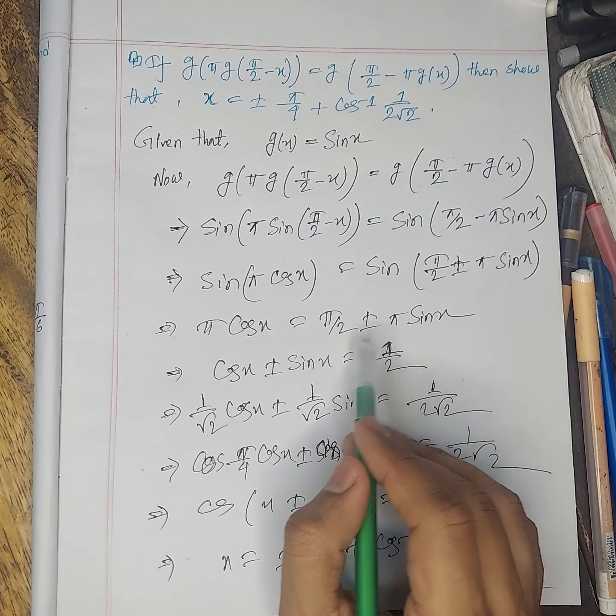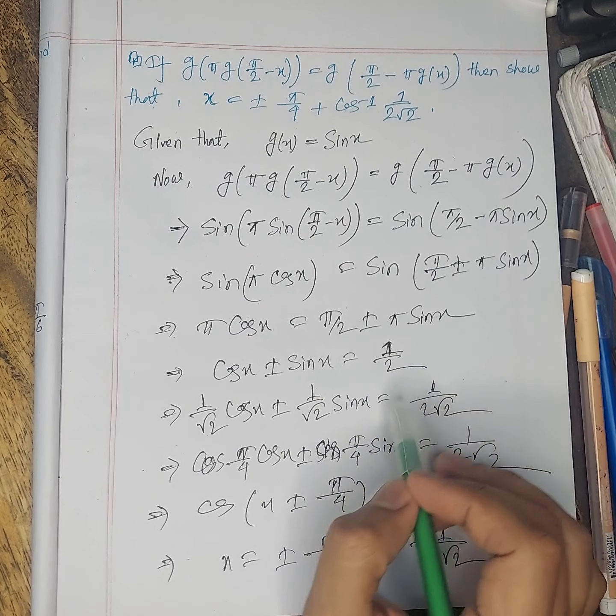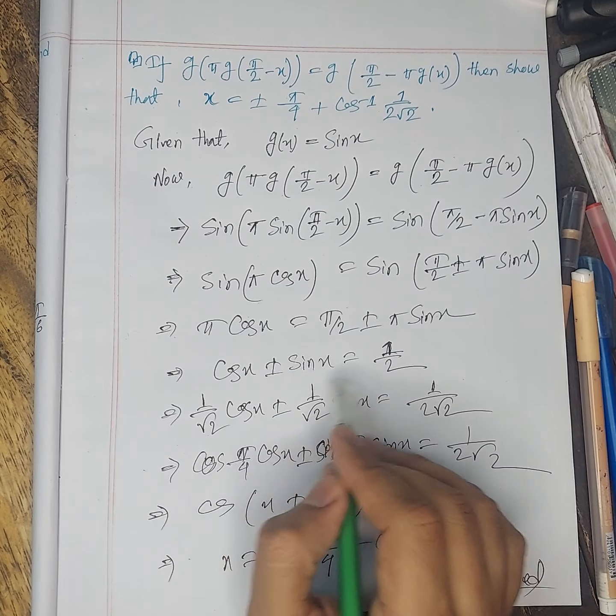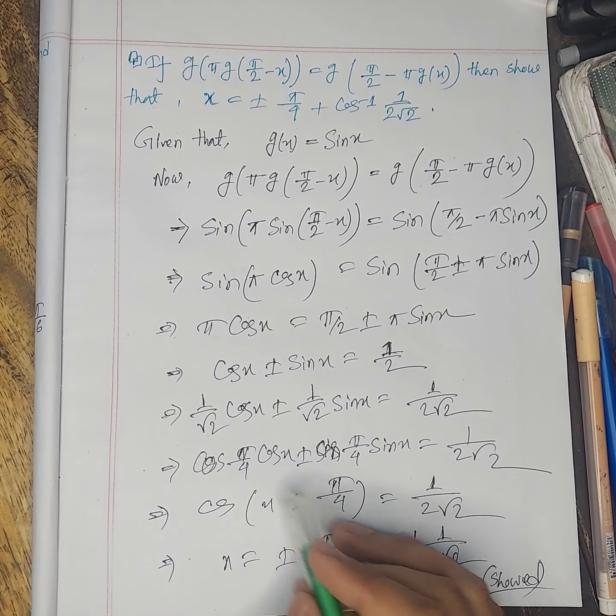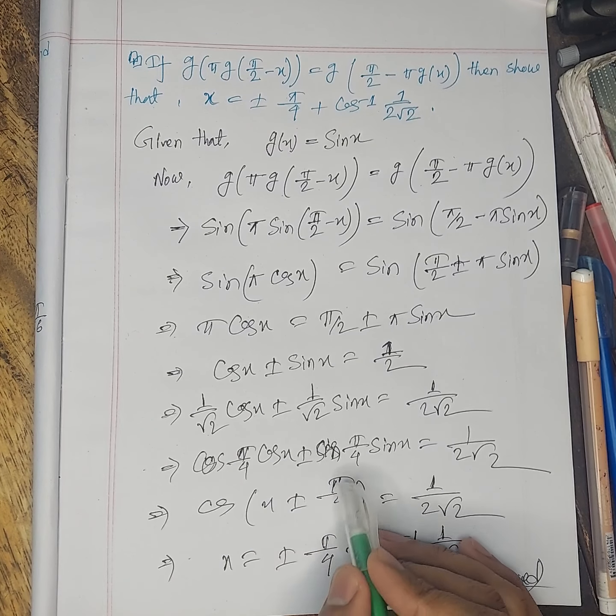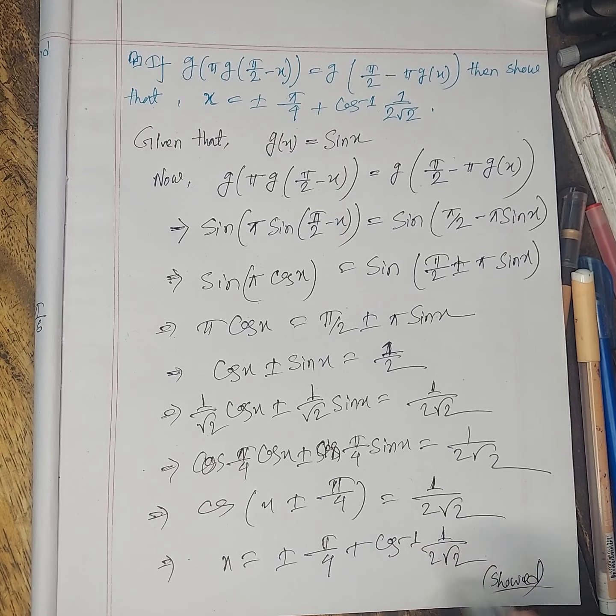Pi cos x is equal to pi by 2 plus minus pi sin x. So cos x plus minus sin x is equal to half. So cos of x plus minus pi by 4 is equal to 1 by 2 root 2. So x equal to plus minus pi by 4 plus cos inverse 1 by 2 root 2.